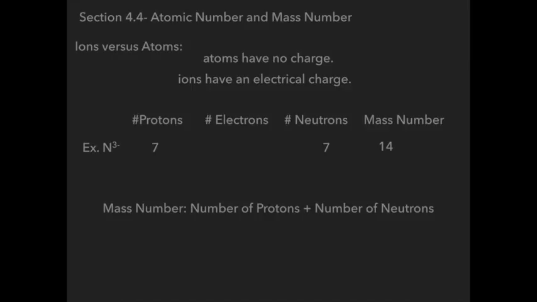Now that I know my number of protons and neutrons, I can figure out electrons. Well, this is an ion because it has a 3- charge. Now, 3- charge tells me I have 3 more electrons than I have protons. So since I have 7 protons, I have 3 more electrons. That means I'm going to have 10 electrons, and that's it.